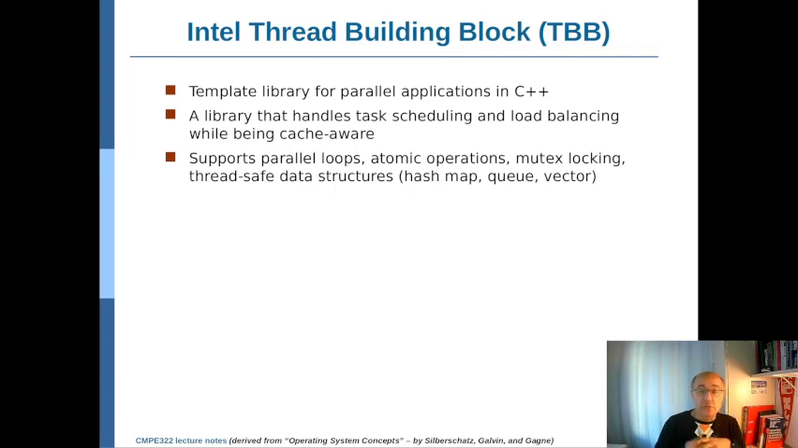When you're trying to access the same data item over two or more threads, then you'd better do mutex locking, mutual exclusion locks. We will be discussing them in the next chapter. So it provides mutex locking, and in general, it provides what's called thread-safe data structures related to mutex locking and atomic operations. It provides thread-safe data structures like hash map, queue, vector. This means the following.